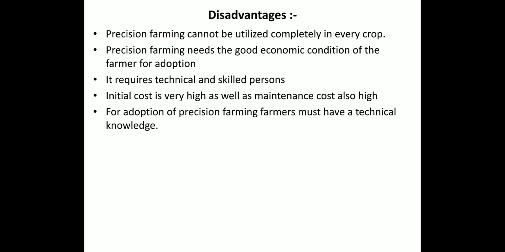These are the major disadvantages: it cannot be completely used in every crop, and there should be a good economic condition so that farmers can easily adopt. It also requires technical and skilled persons, the initial cost is very high, and also the maintenance cost. For the adaptation of precision farming, farmers must have the technical knowledge.